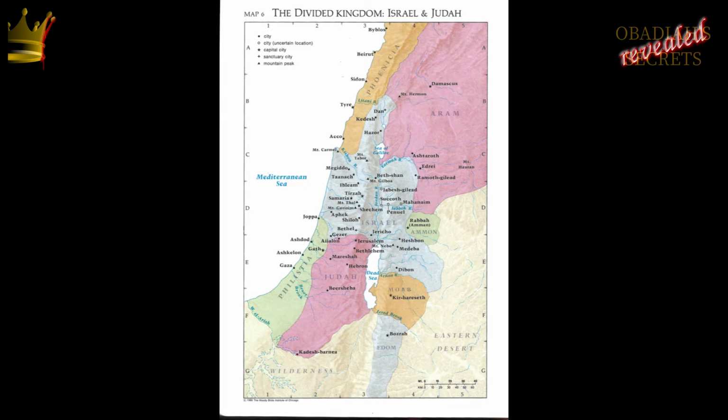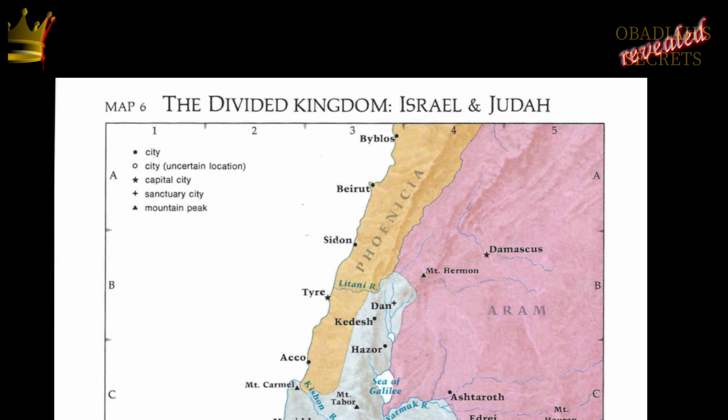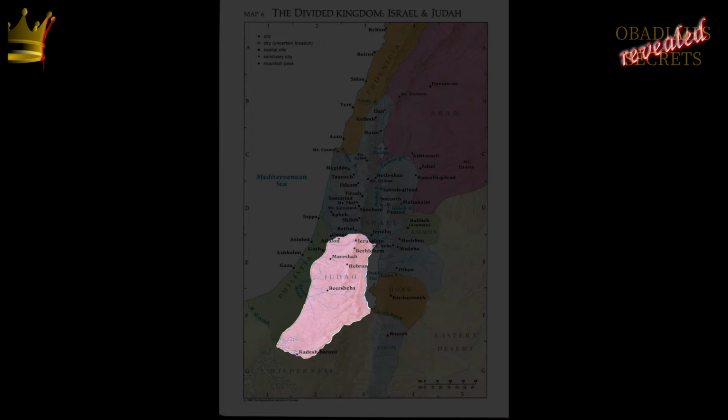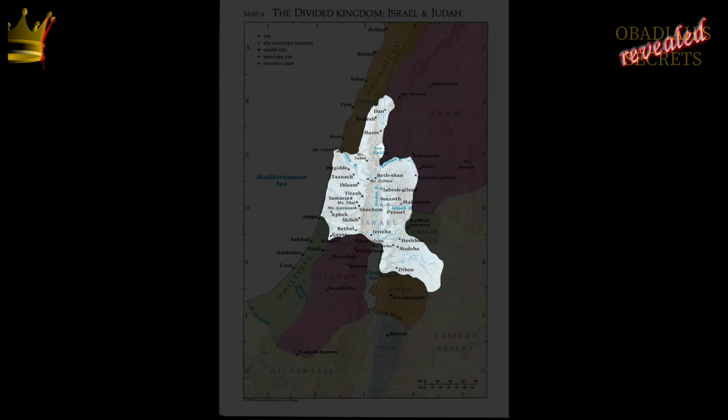We now come to the map that is most relevant to us, the map that represents the state of affairs in the time of Obadiah. This is the map of the divided kingdom. In the south, we have Judah. But if we recall, the tribe of Simeon was located within the boundaries of Judah. In the north and also in the east of Jordan, we have all the other tribes collectively called Israel.